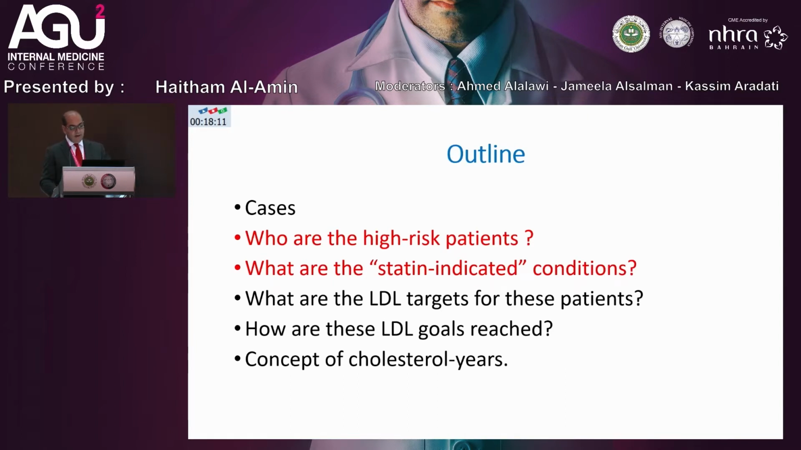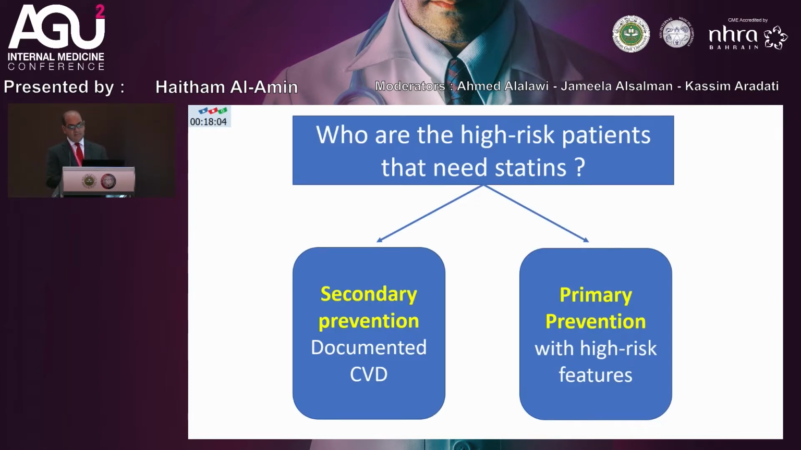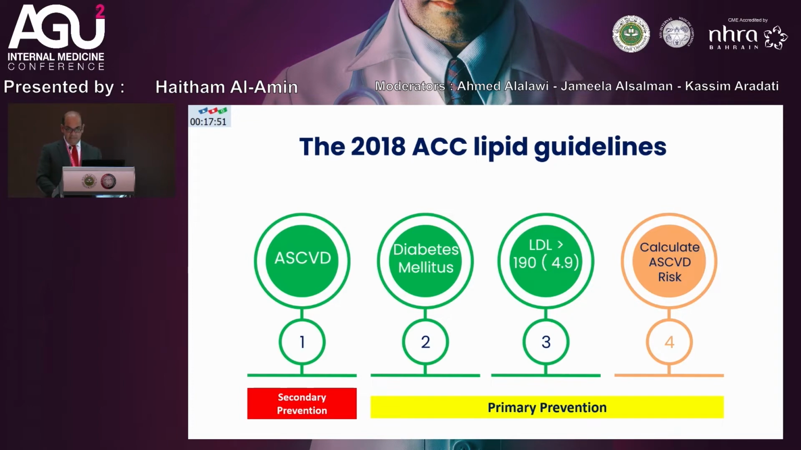So what are the high-risk patients, and what are the statin-indicated conditions? So if I was to look at patients who require to be on statins, you can divide them into two groups. The secondary prevention, so patients with documented cardiovascular disease, and then primary prevention in patients with high-risk features. And the 2018 ACC guidelines really beautifully divided this into four major groups. The secondary prevention, atherosclerotic cardiovascular disease being group 1, the diabetics being the second group, patients with very high LDL, so if you remember our AGU student with an LDL of above 4.9 or 190. And then, if you don't fall into these three groups, you calculate risk, which I will talk about shortly.